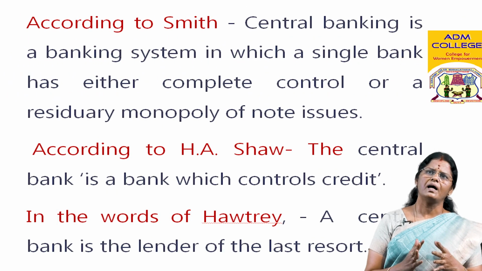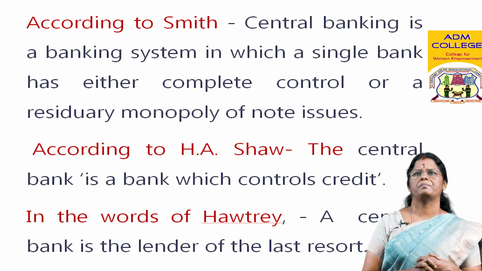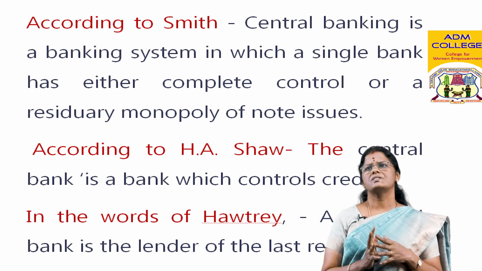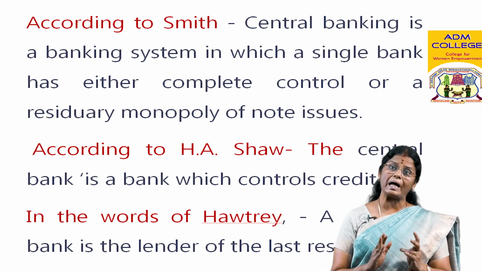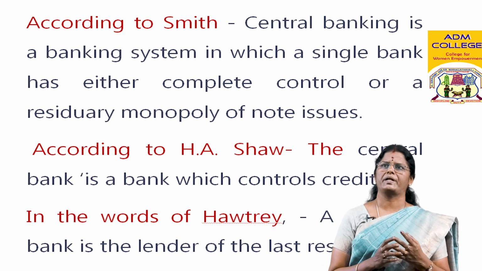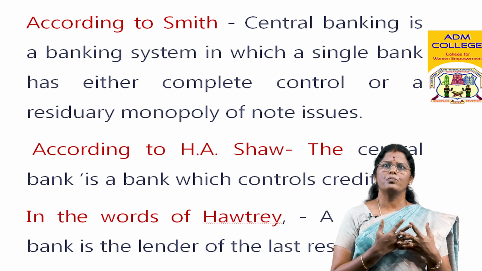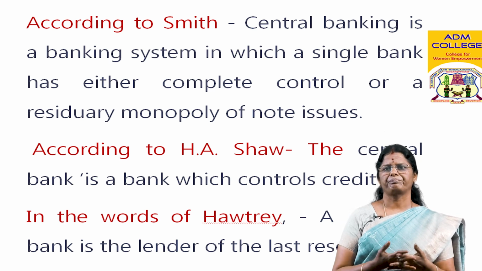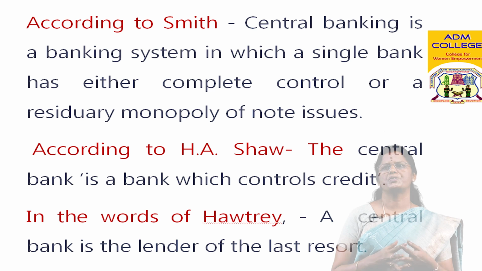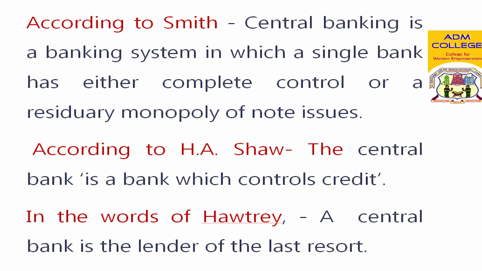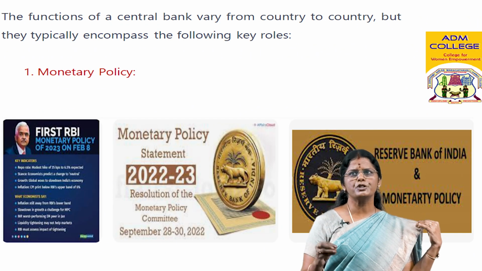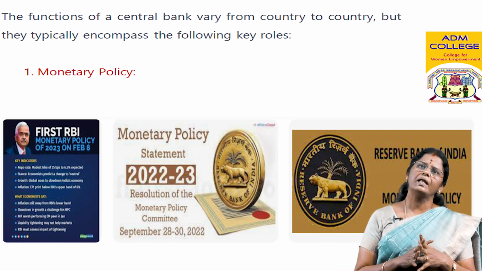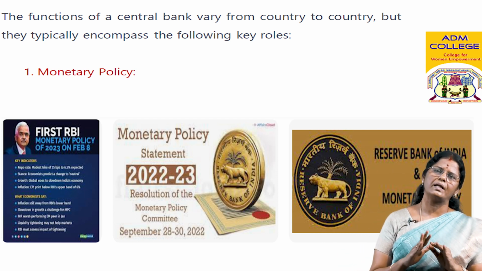Next, let us see how economists define the central bank. According to Smith, central banking is a banking system in which a single bank has either complete control or a hereditary monopoly of note issues. Next, according to H.A. Shaw, the central bank is a bank which controls credit. The functions of a central bank vary from country to country, but they typically encompass the following key roles.